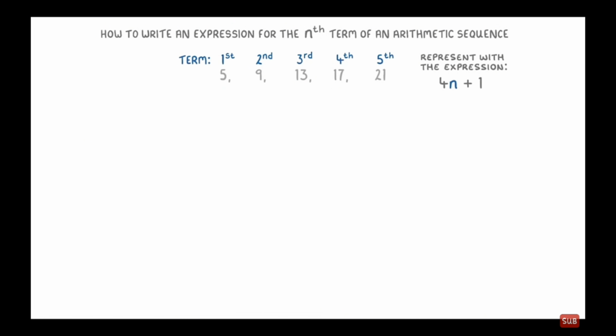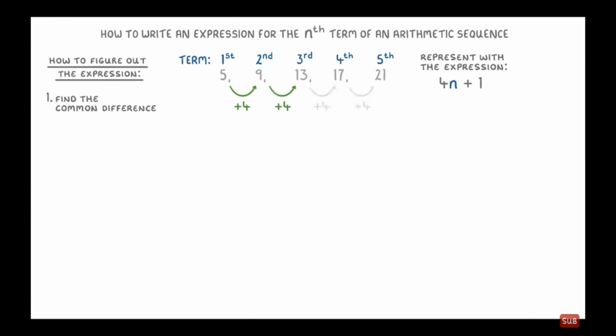Now, the slightly trickier part is how to figure out the expression for a sequence in the first place. For this though, we can use a neat trick. First, we need to find the common difference of our sequence, which is the number that's being added each time. So in this sequence, that would be 4, because 5 add 4 is 9, 9 add 4 is 13, and so on. Then we take this common difference and place it in front of the letter n. So our expression will start with 4n.